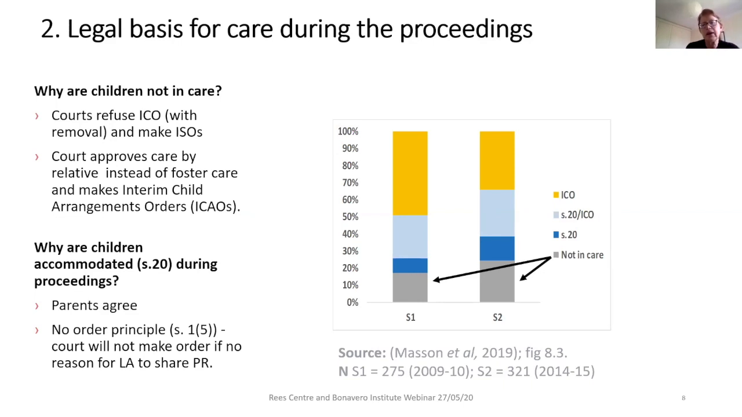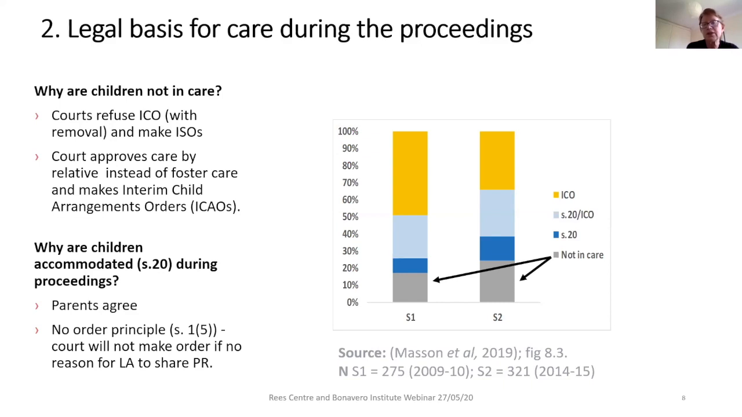First thing to think about are these children at the bottom. I sometimes call them the grey children. So these are children who are not in care during proceedings. Why are children not in care during proceedings? In the majority of cases, it's not because local authorities don't want to bring children into care when they start proceedings.